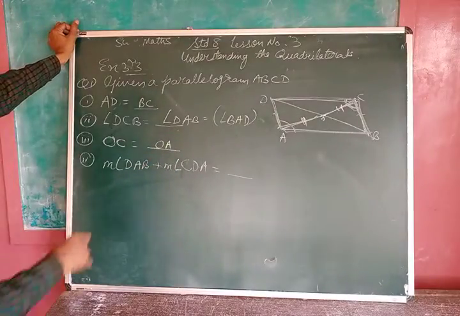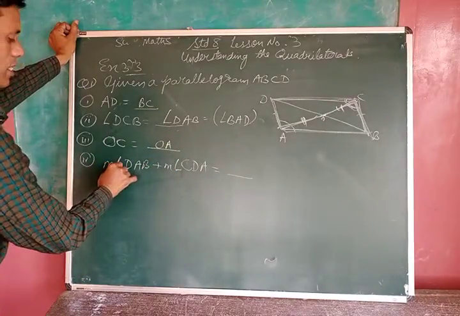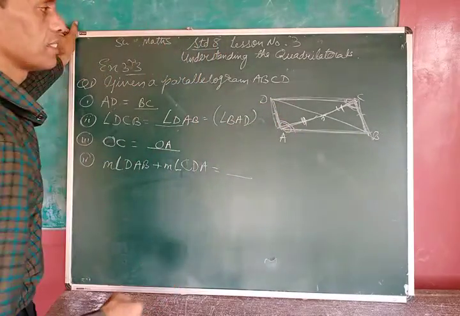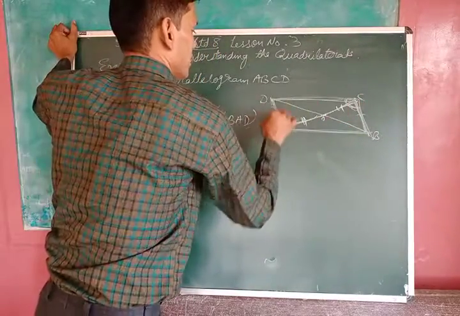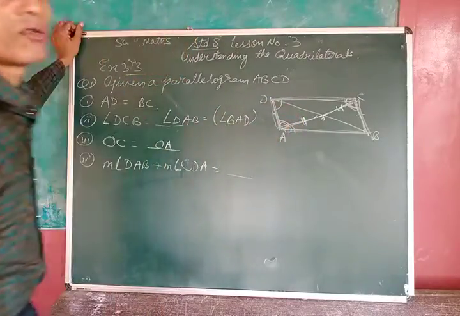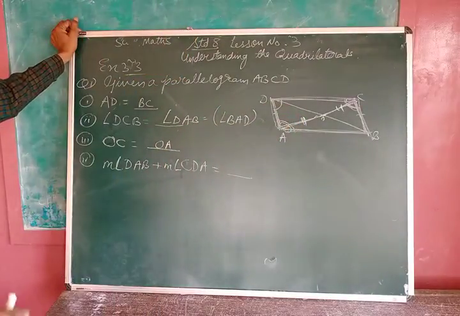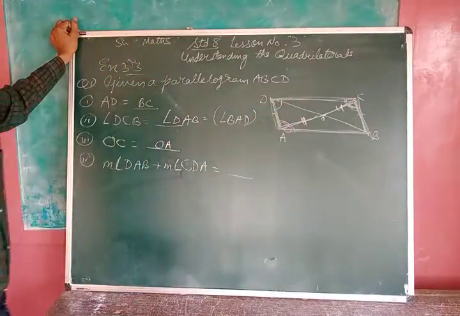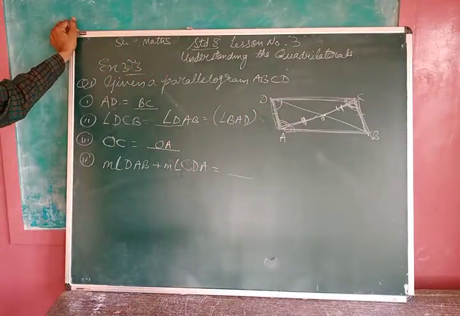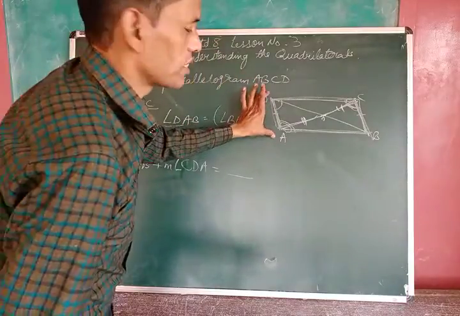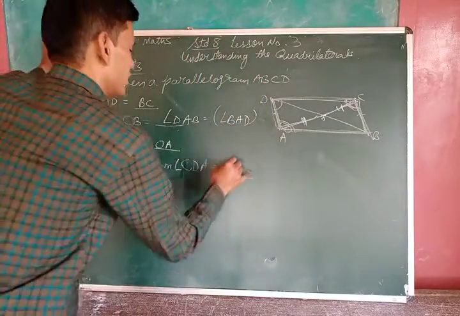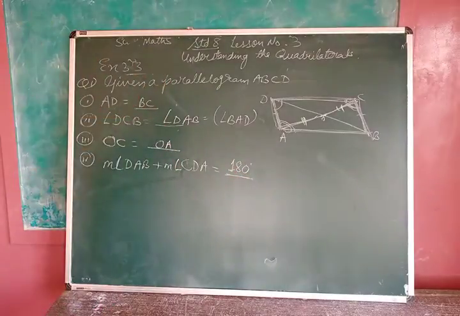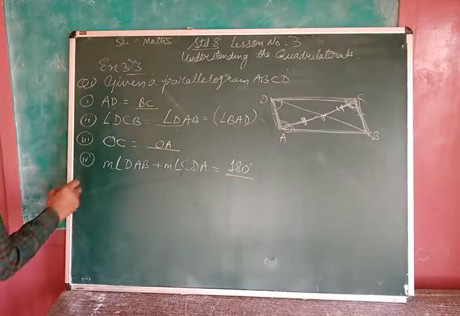Now last one. Measure of angle DAB. Where is DAB? DAB, this one. And CDA. Where is CDA? These two are adjacent angles or interior angles of the same side. Adjacent or consecutive angles. That means they both are supplementary, as it is explained to you. When you add two adjacent angles, they are supplementary and their measure is 180 degrees. Okay, this is question number 1.